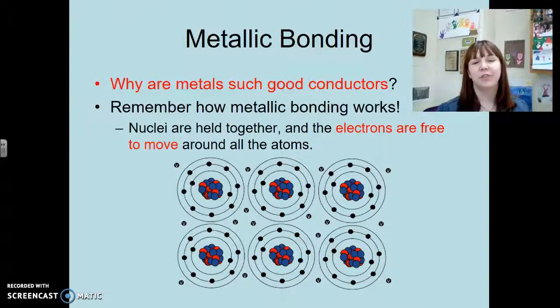And so since those electrons are free, they're free to move around, they move around very easily, and it's very easy to take that energy and transfer that energy throughout your entire system and move that electricity from one side to the other. So it's very easy to conduct that electricity, that electron flow from one end of a metal to the other.